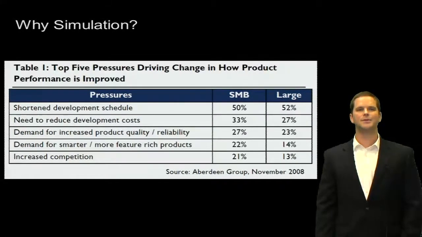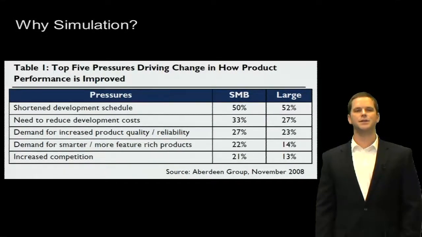So why do industrial machinery companies adopt simulation? Well, if we look at the top two pressures referenced in the Aberdeen Group report, number one is a shortened development schedule. So whether it's a small to medium business or a large business, over 50% report the need to shorten their development schedule. Competitive pressures are increasing, costs are going up, we need to get products to market faster, so how do we do that? The other big one is the need to reduce development costs. So doing everything faster and at a lower cost, reducing engineering time, reducing manufacturing time, and reducing the amount of recalls or warranty issues that we have so that we can continue to focus on new product development.